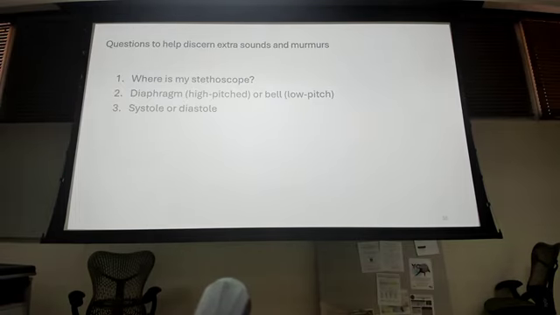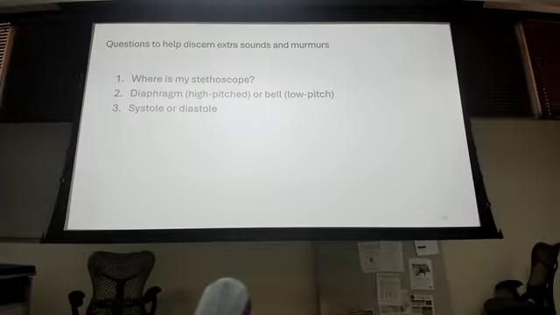And we talked about how when you are auscultating and you hear something abnormal, there's three questions you have to ask yourself to help you understand what's going on. First is, where is your stethoscope that you heard this thing best? What's that auscultation site that you heard it best? Then we talked about how you have to know, is this high-pitched or low-pitched? And then we also need to know, is this murmur or heart sound present during systole or during diastole?